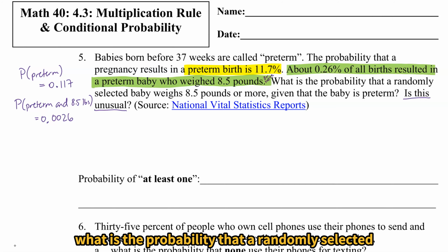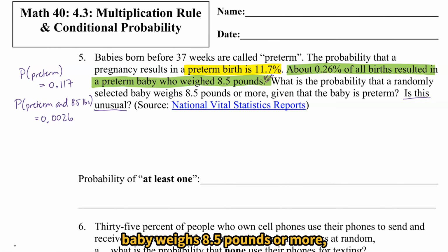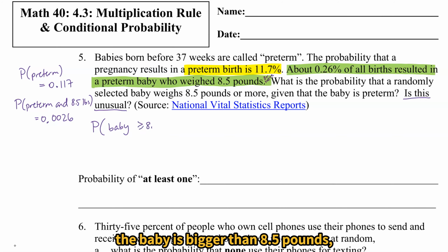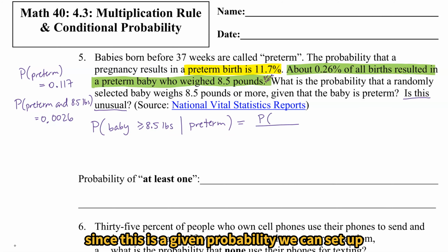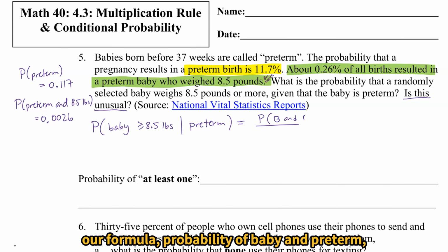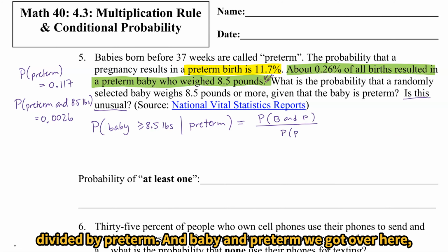The question is asking us, what is the probability a randomly selected baby weighs 8.5 pounds or more given that the baby is preterm? So we're looking for the probability the baby is bigger than 8.5 pounds given that we have a preterm baby. Since this is a given probability, we can set up our formula: the probability of baby and preterm divided by the probability of preterm.